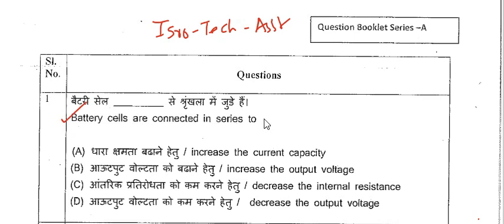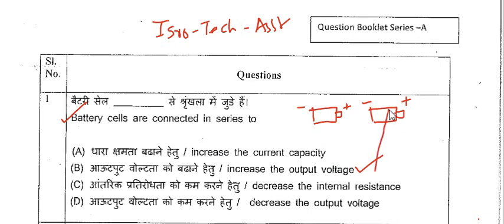Battery cells are connected in series to increase what? So we know that battery cells have a positive and a negative terminal. If they are connected in series, they increase the output voltage. Here they have given the options: increase the current capacity, which will not increase; decrease the internal resistance; decrease the output voltage. So the right option is increase the output voltage.